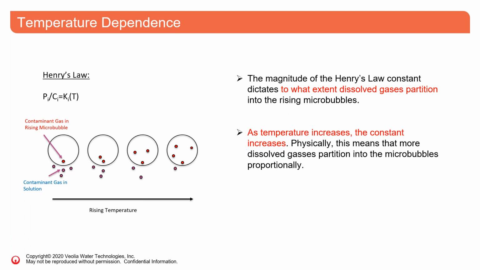Another factor that affects the removal efficiency is the temperature of the feed water that's coming in. Again, if you look at Henry's law equation, you'll see that as you increase the temperature, the P/C ratio will increase. Meaning, as the temperature increases, more contaminants are driven to the gas phase. As you see here, at a lower temperature, you have more contaminants in the liquid and fewer in the bubble. As the temperature and the P/C ratio increase, more gases are driven from the liquid to the gas phase, and all the way to the end, you have more in the gas phase than in the liquid phase.